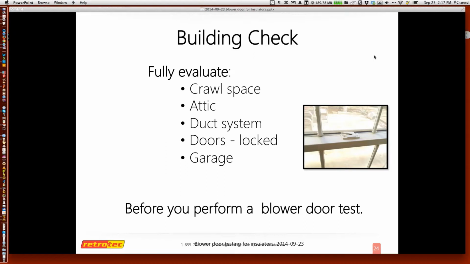I'm going to get into how to do a test, kind of in basic terms. And one of the first things we're really doing is we're sealing the entire house so we can test it.